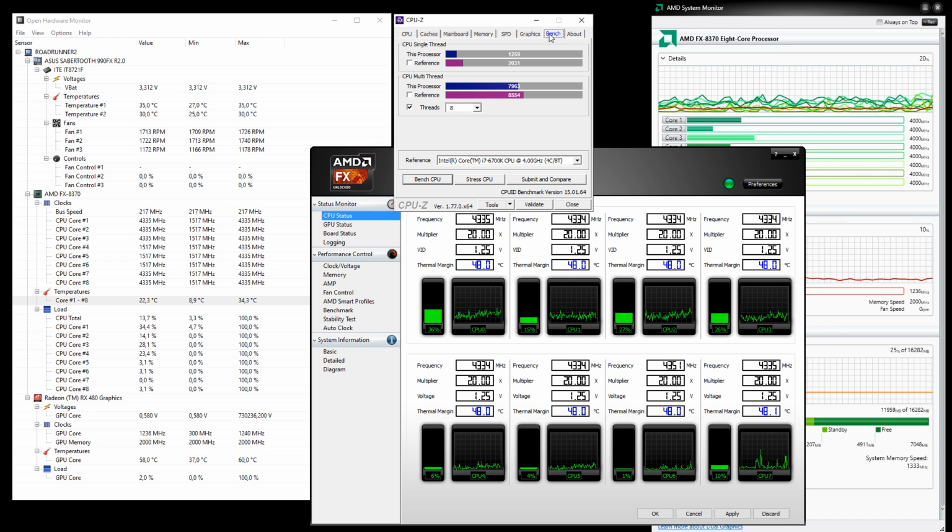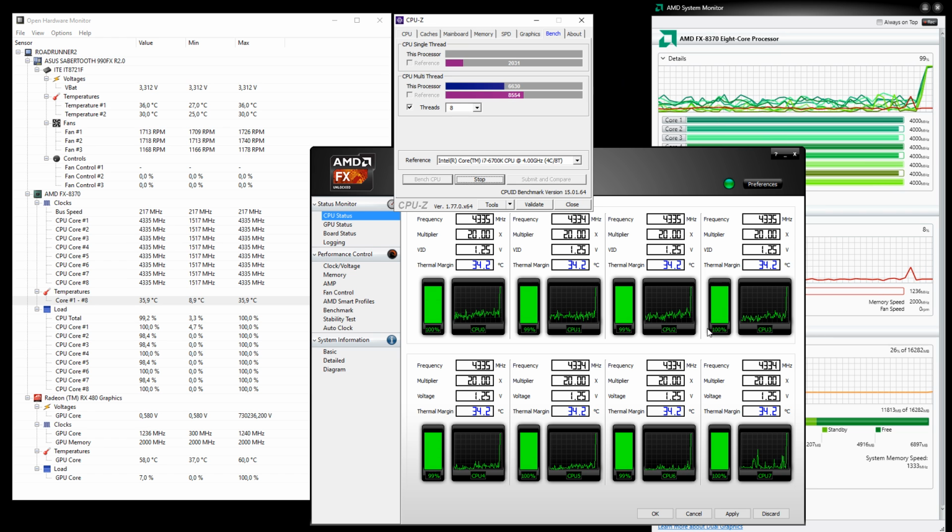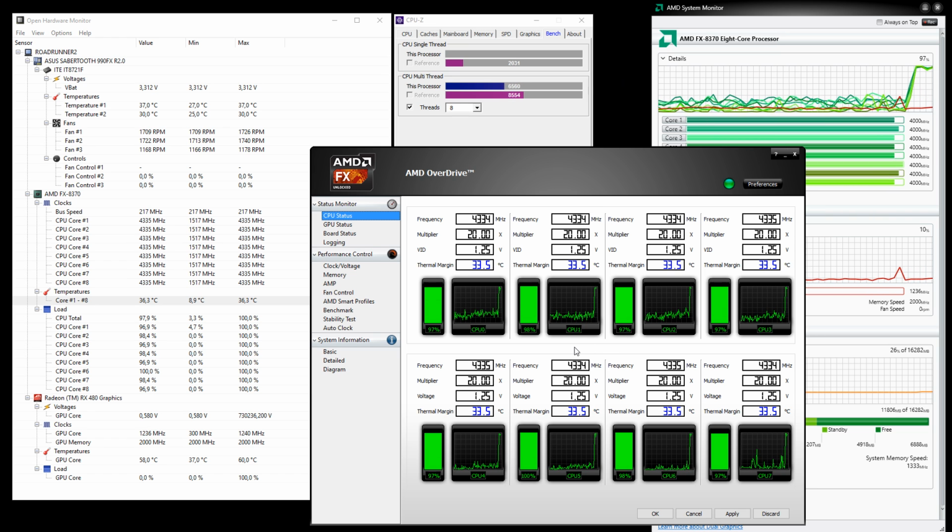So let's see, what do we have? Stress test. We have one in here. Stress CPU. Bam. Okay, as you can see, everything is definitely going up. As you can see, it does change quite a bit instantly here.